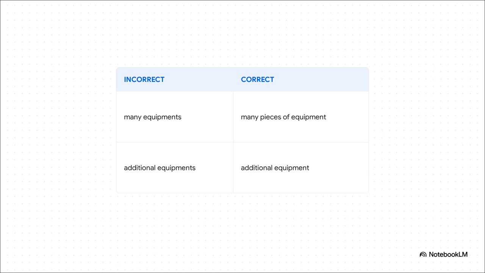No S, ever. And you'll see the same pattern with other common words. You don't do several researches, you do several studies. And software is another big one. It's uncountable. You can't develop a software any more than you can drink a water. It's just software. The only time you might see a software is when people are talking about a specific application, like a software program. But even then, it's better to be precise.